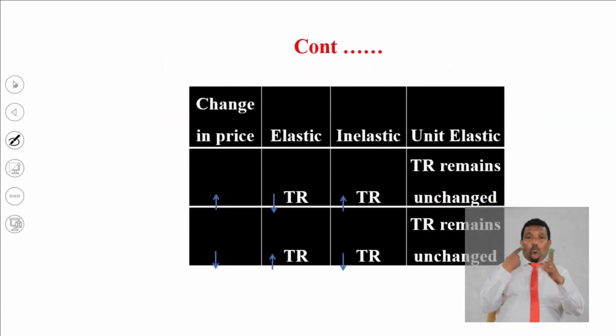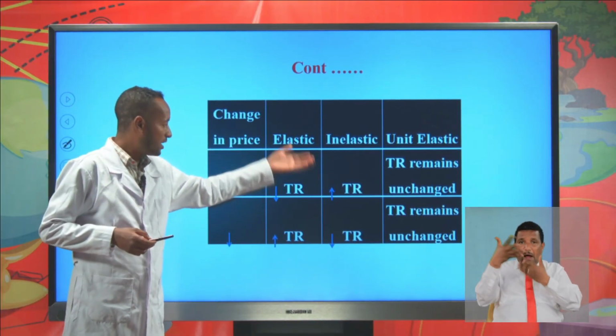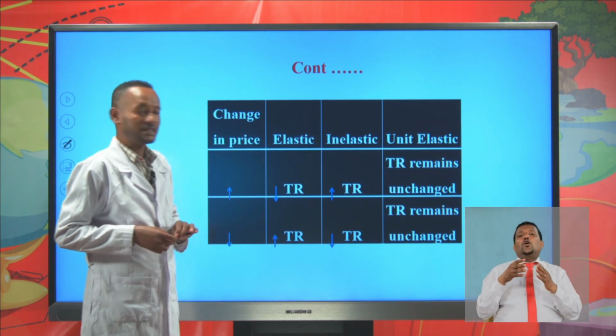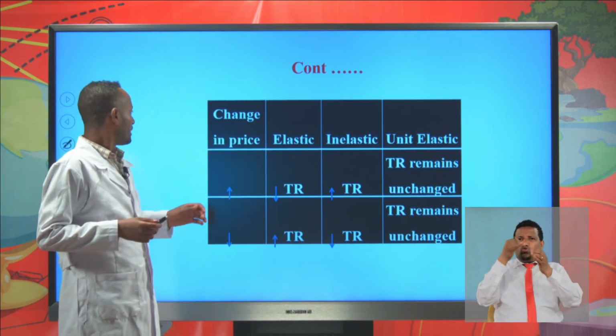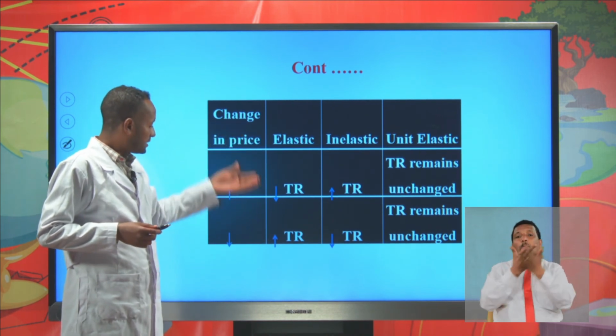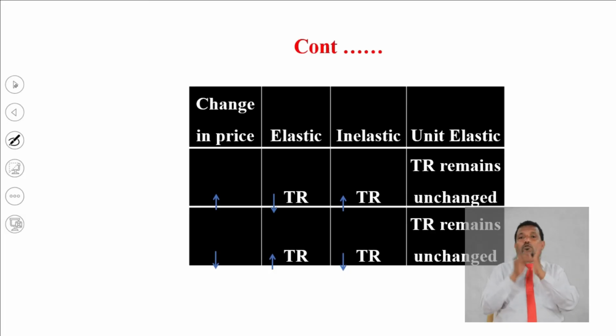From this, we can conclude the relationship between the change in the direction of price and total revenue. With an increase in price, if the buyer is elastic, total revenue will decline. If the buyer is inelastic, total revenue will increase. And if the buyer is unit elastic, total revenue remains unchanged. With a fall in the price of a commodity, if the buyer is elastic, total revenue will increase. If the buyer is inelastic, total revenue will decline. And if the buyer is unit elastic, the total revenue remains unchanged.